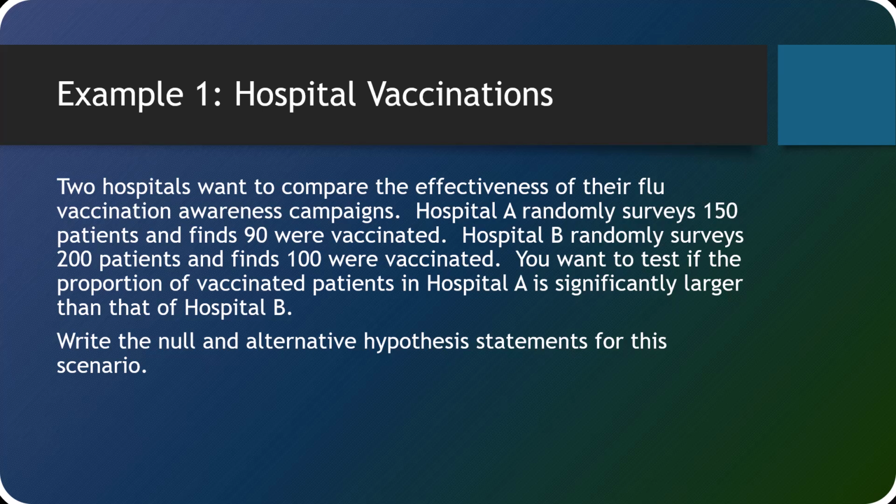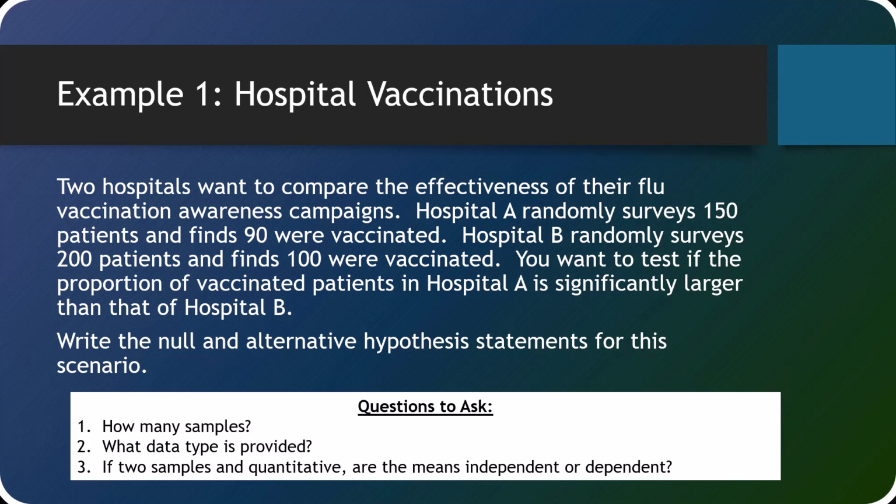So remember our 3 questions. How many samples do we have? And what data type is provided? So let's just start with the first 2, because again, we may or may not have to answer the 3rd question depending on the answer to the first 2. So how many samples? That's pretty straightforward, right? We have 2 hospitals, so we have 2 sample summaries. Okay, so we have 2 samples, and what type of data is provided?